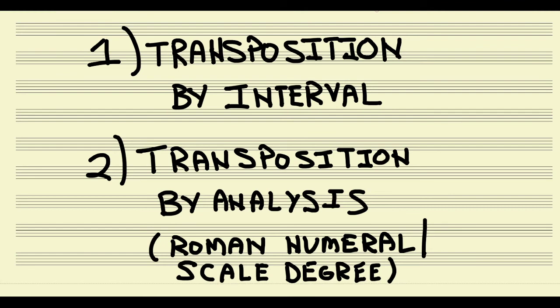The second way, transposition by analysis, is going to use some of the tools that we've learned in this class, like Roman numerals and scale degrees, to analyze the piece of music that we have and then shift our frame of reference. And I find this is a great complementary way to know how to transpose things, and it can often be very useful in the real world. So I'll give a very complete explanation and demonstration of both of these, but that's what you're going to be seeing in this series of videos coming up.